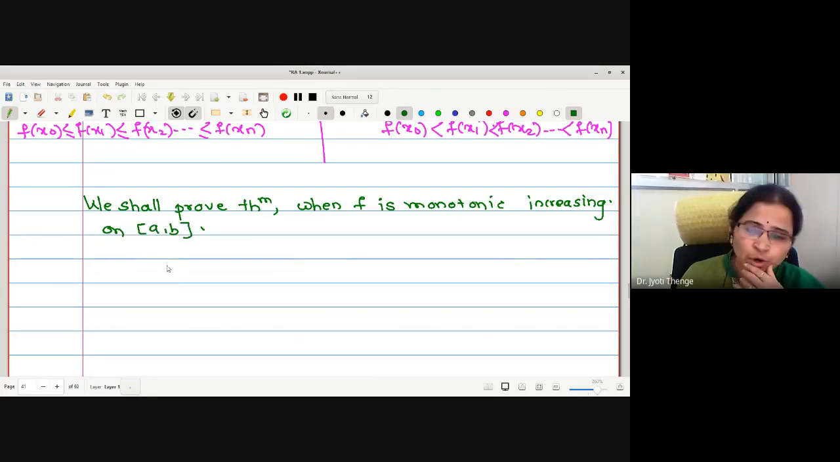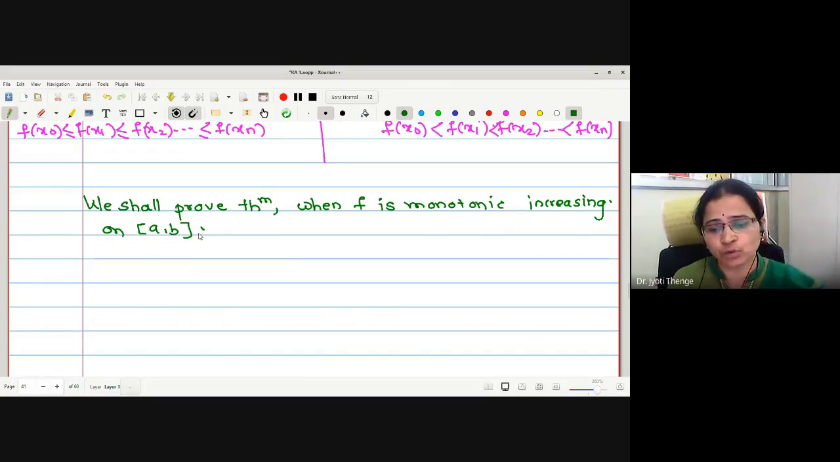Now, what about boundedness? Because to prove integrability, first we have to ensure whether the function is bounded or not. Here it is given only that it is monotonic, either increasing or decreasing. What about boundedness? Whether these functions are bounded?